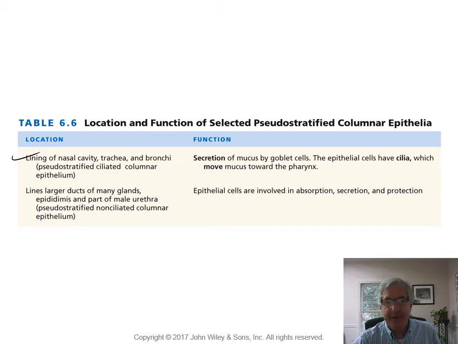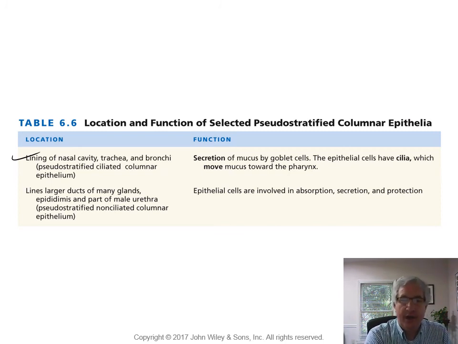So places you find pseudostratified columnar epithelium: you find it in the nasal cavity, trachea, and bronchi. You have cilia on it, so you can move mucus, and you have mucus that's secreted by the goblet cells into the nasal cavity, trachea, and bronchi. So that traps little particles. When you breathe them in, little particles get trapped in that, or virus particles, or bacteria, or just dirt. And then cilia are always moving this stuff up into your mouth, and you can cough it out.